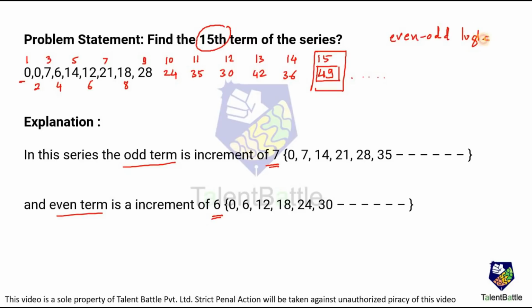Even odd logic we can utilize here, right? And once you calculate the even odd logic, if the number is even, you will be adding 6 to it. And if the number is odd, you will be adding 7.